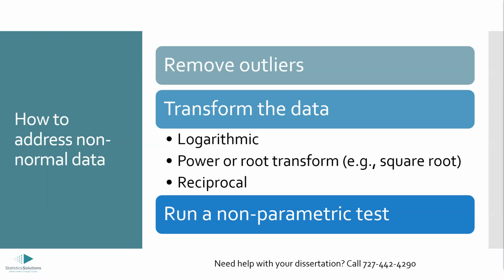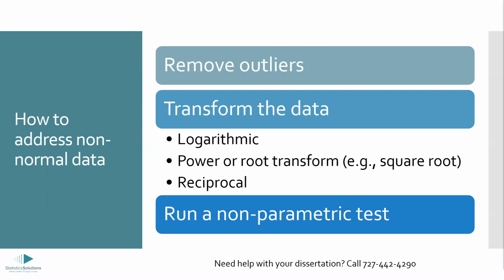And then there are non-parametric versions of ANOVAs. There are also non-parametric regressions that you can conduct. So instead of a linear regression, you can conduct a logistic regression, such as a binary logistic regression or an ordinal logistic regression that doesn't assume that the data follow a normal distribution.